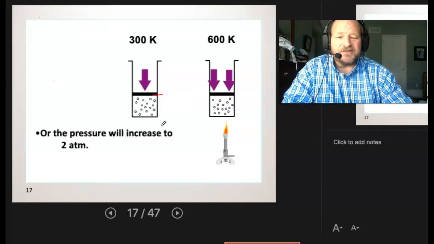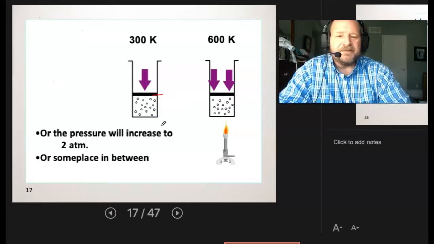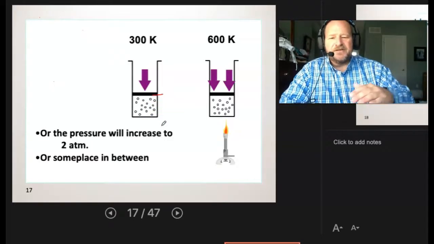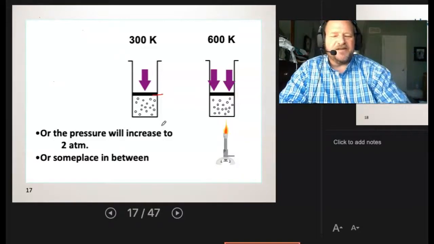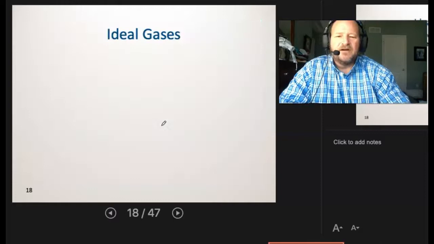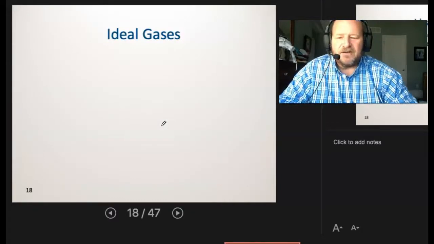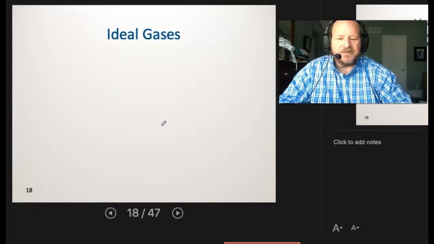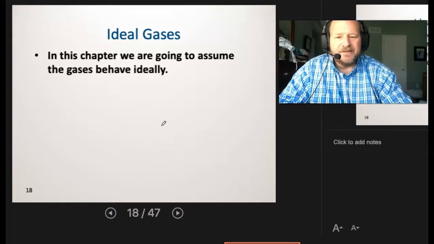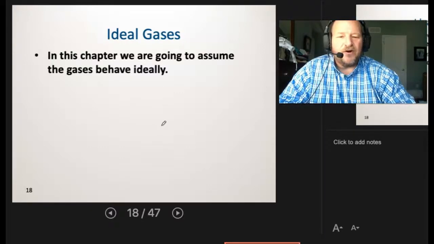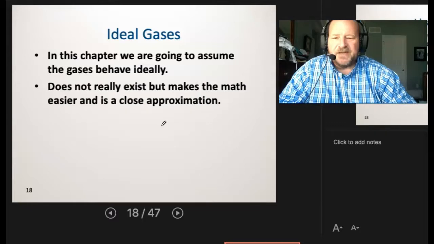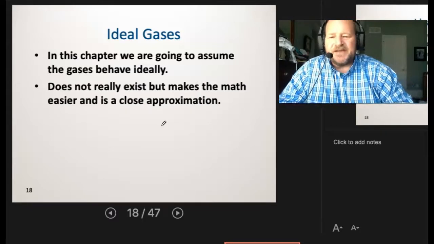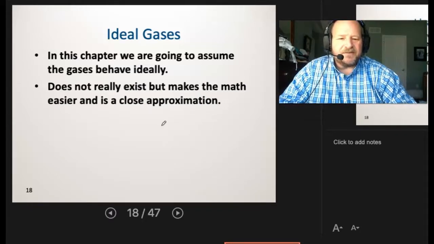Now in reality, if we tried this experiment, what we're going to see is someplace in the middle, right? So some of the gas is going to expand, and we're going to see an increase in the pressure at the same time. All right. Now, so far, in all these concepts of gases, what we've been talking about are ideal gases. And in this chapter, we're going to assume that all gases are going to behave ideally. Okay. Now, that's not true for reality. So what does this mean? So it does not really exist, but makes the math easier, and it's a close approximation.